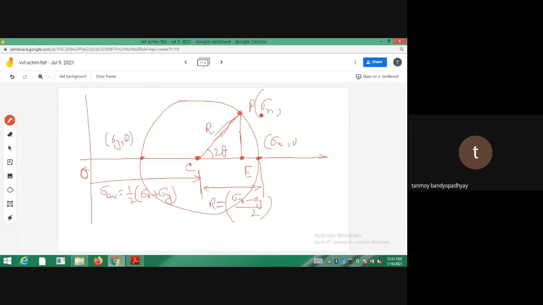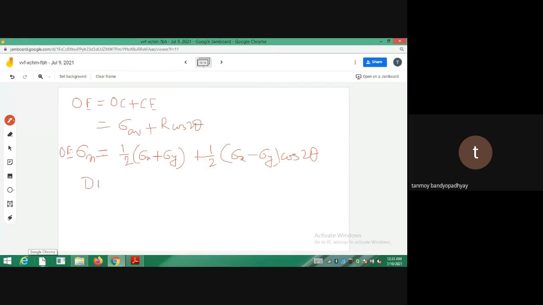We called this D, or P, we called it D. So let's calculate DE. So DE will be r sin 2 theta. So DE is equal to r sin 2 theta. What is r? R is half of sigma x minus sigma y into sin 2 theta. Okay?